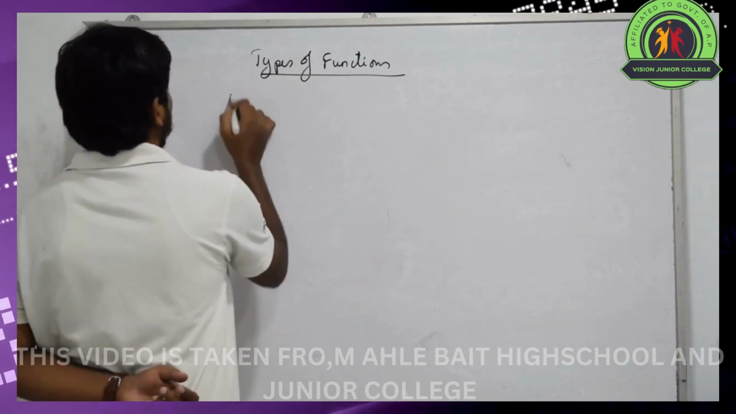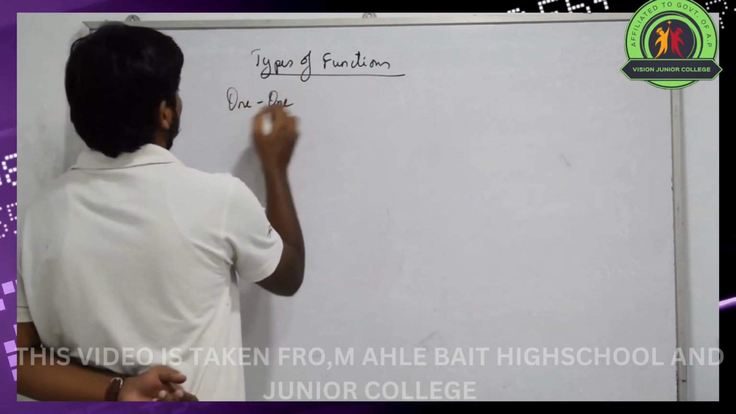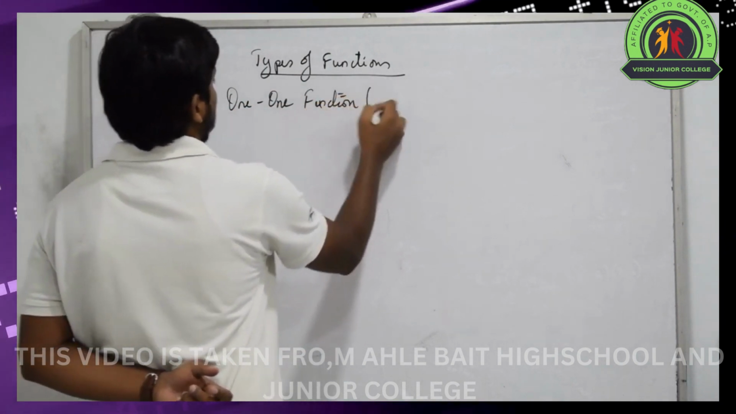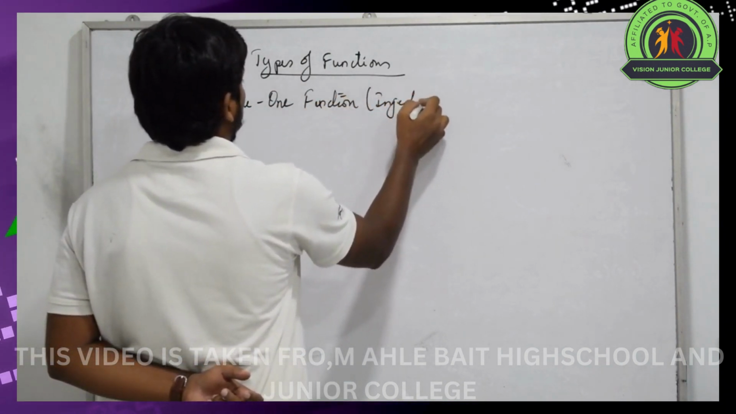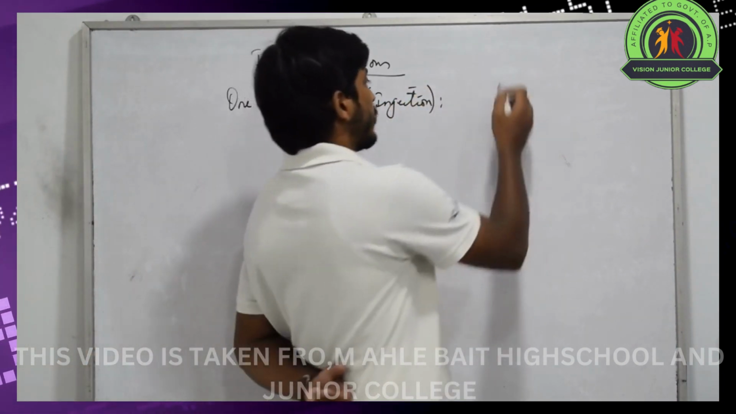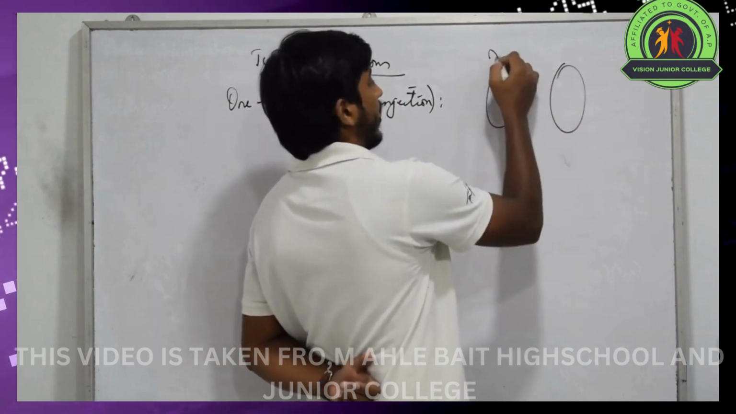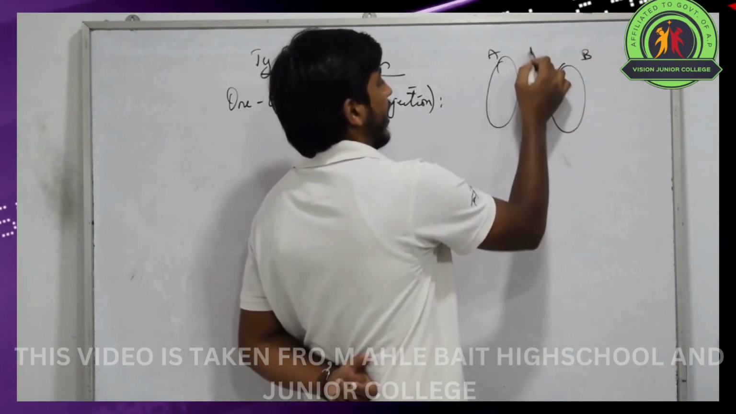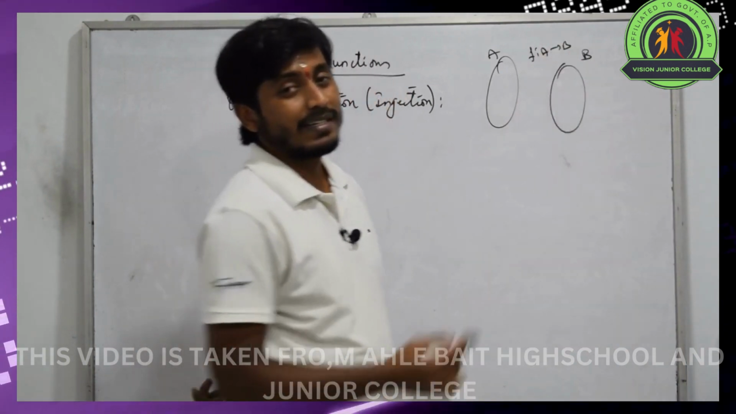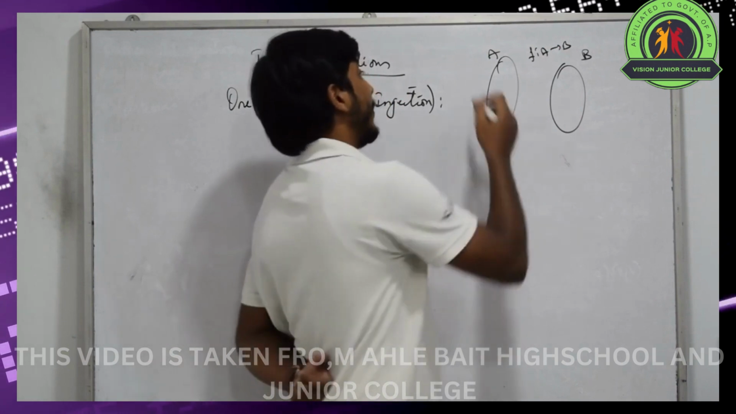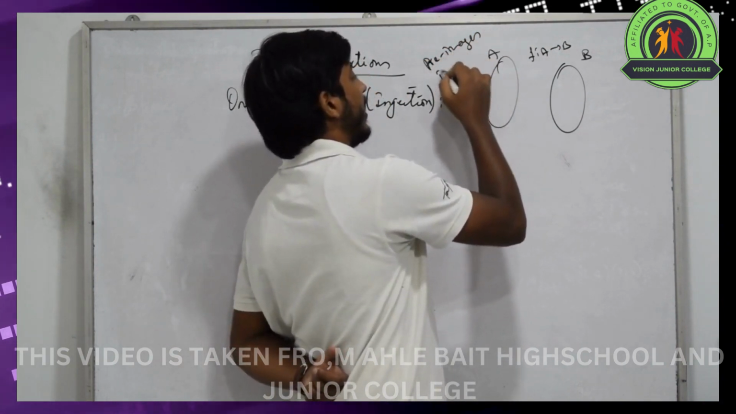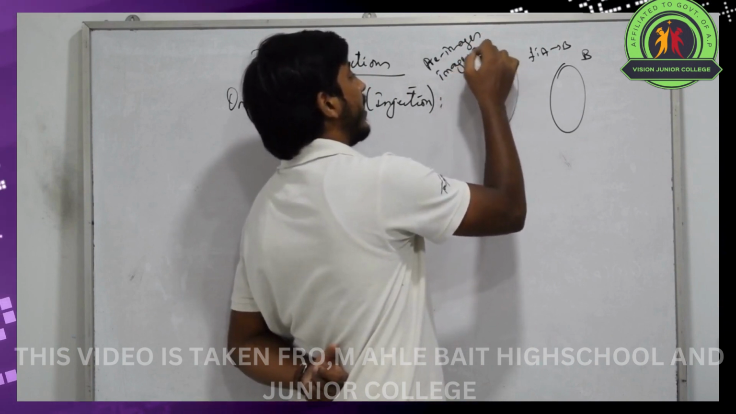The popular type and the first type is the 1-1 function, or it is also called an injection. What is this 1-1? We discussed two sets, set A, set B. Then f is a function from A to B. Clear? What are elements in A called? These are called pre-images. Remember, pre-images in A and images in B.